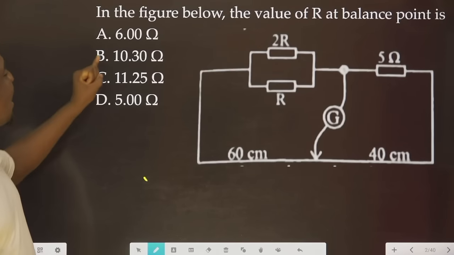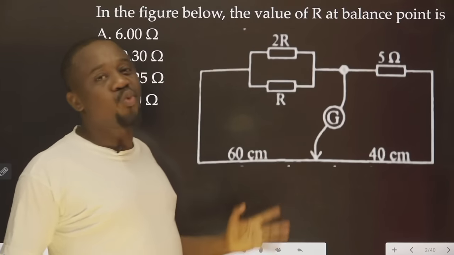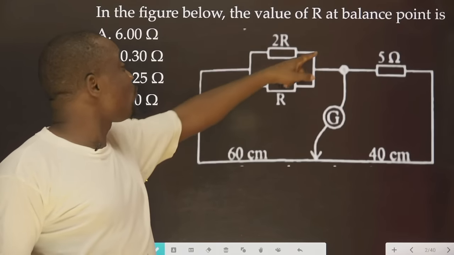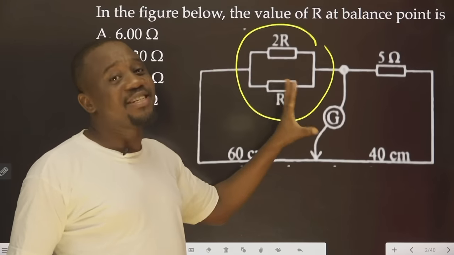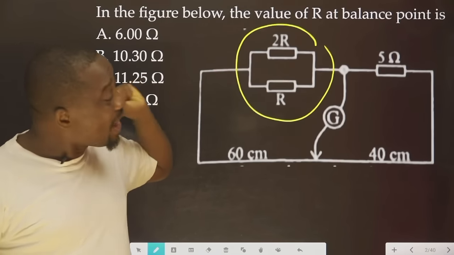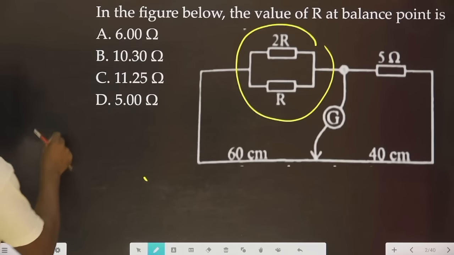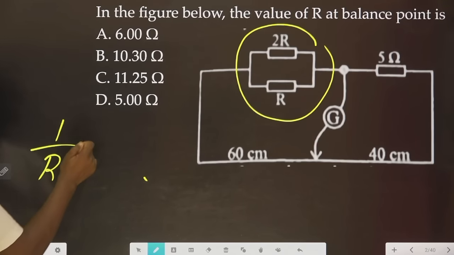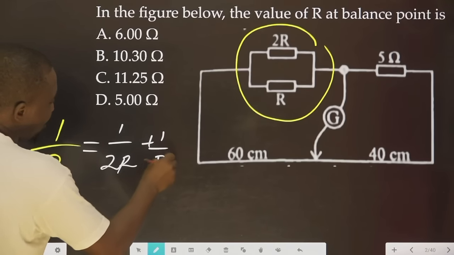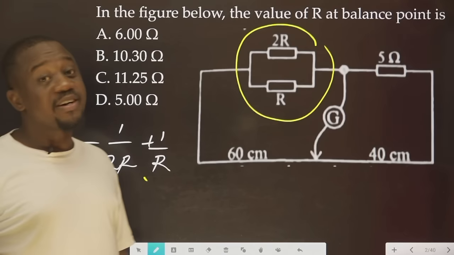Let's look at this. It says, in the figure below, the value of R at balance point is what? Before you even continue, all you have to do is to first of all calculate the effective resistance of these resistors that are in parallel. To do that, 1 over what you are looking for is equal to 1 over 2R plus 1 over R. This is the effective resistance, okay?